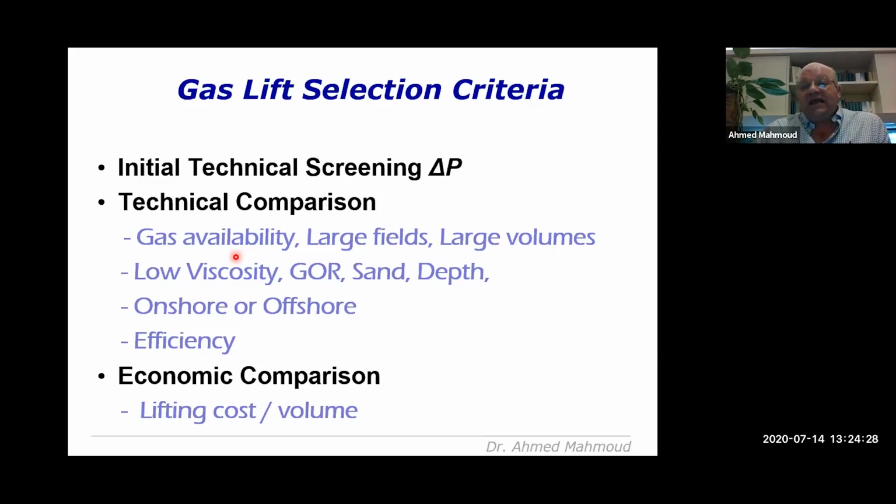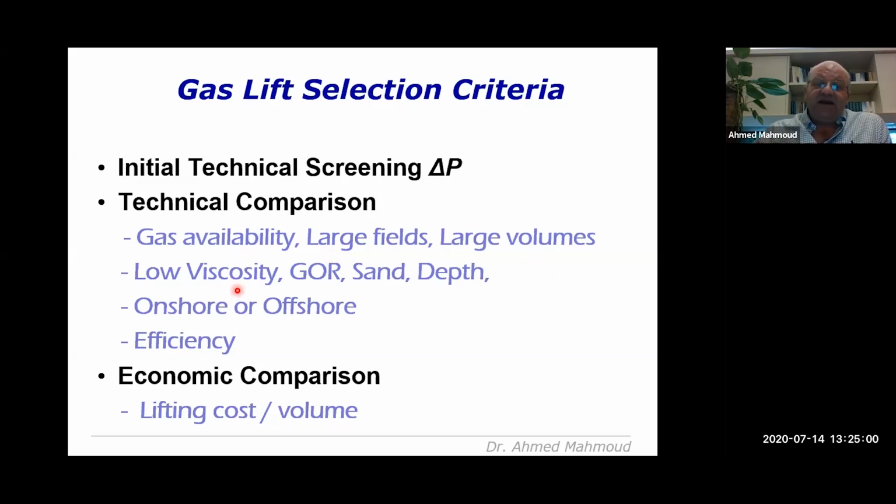So I need to have gas availability. The field needs to be large enough. This is not an application for a single well solution. In other methods, you can select whatever artificial lift will be applicable for one, two, or up to 10 wells. But gas lift is a method you need to apply throughout an entire field. You need to have a large field, a lot of gas, and large volumes as well.